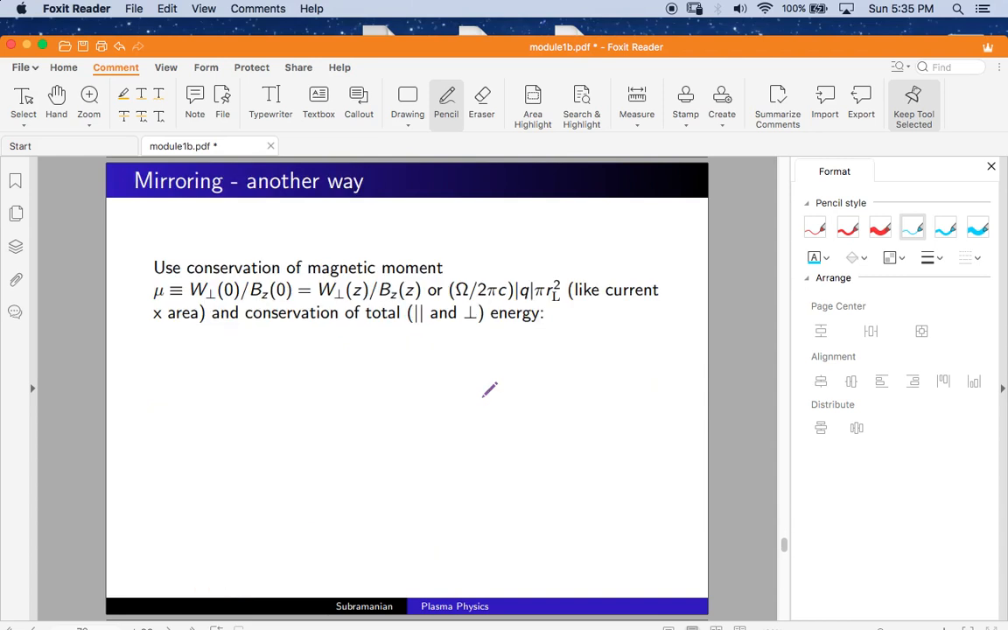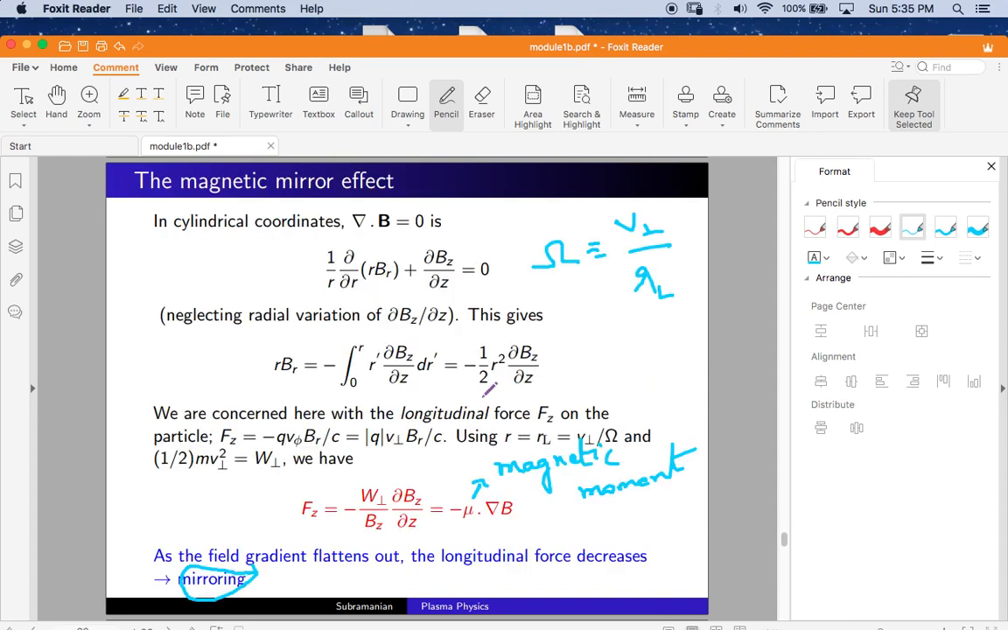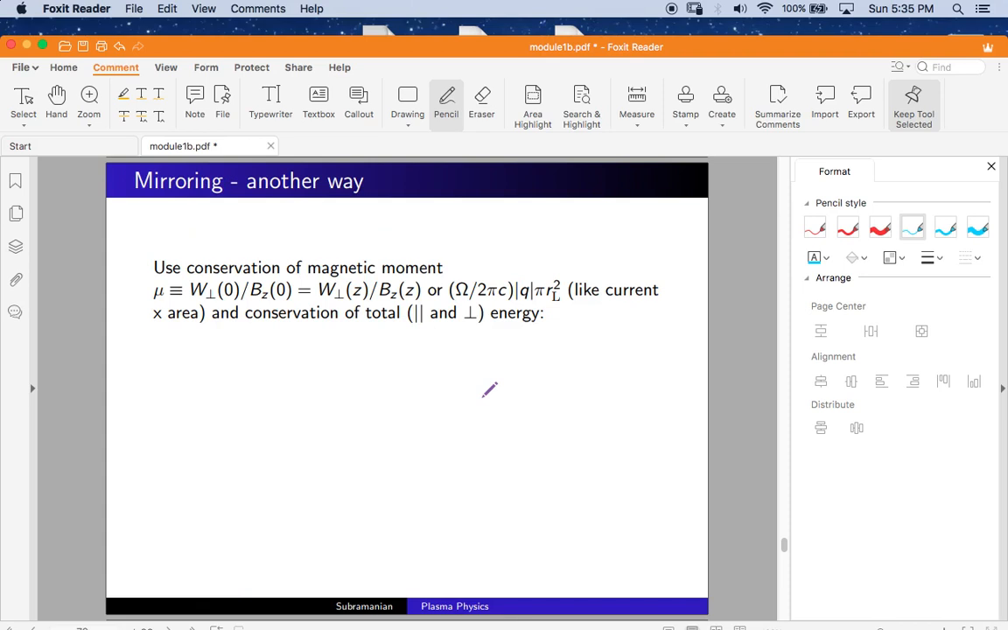So it hints at the possibility of mirroring. That's probably the fairest thing to say at this point. Another way of saying it is that magnetic moment is something that's conserved all the time. You can think of magnetic moment also as a current, as a loop. So it's the current times area. So this is something that's conserved.